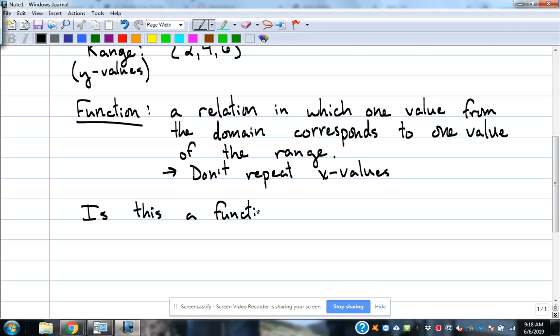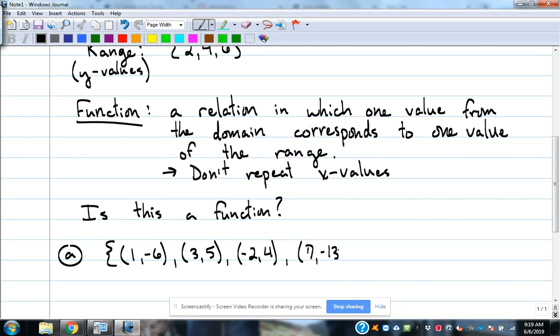And the thing we're looking for is, do x values repeat? If they do, it's not a function. If they don't, then it is a function. So it's really easy to tell, especially when it's just a set of ordered pairs listed out like 1, -6. The next ordered pair would be 3, 5. And then -2, 4. And then maybe 7, -13. Not really any pattern to that.